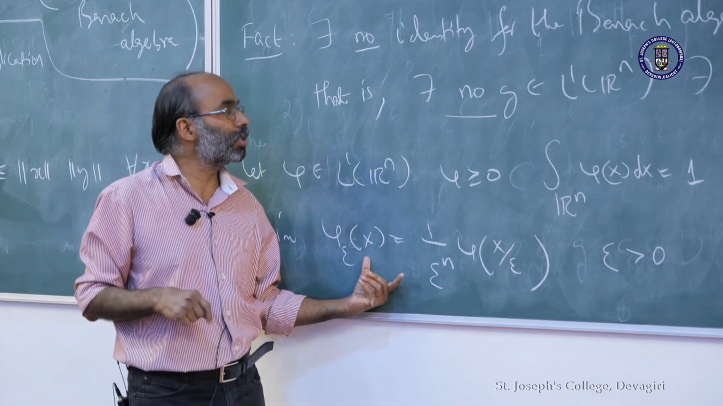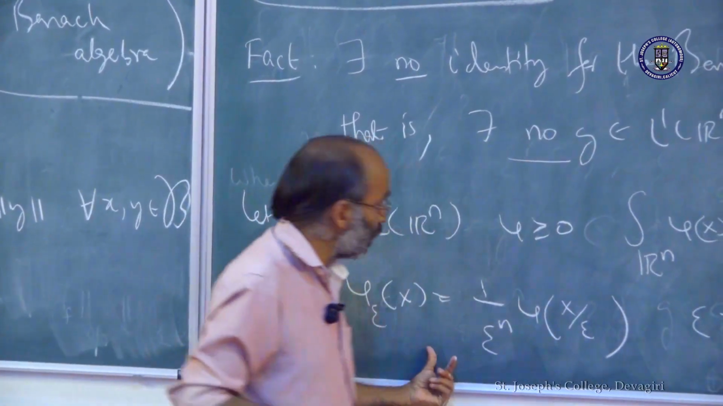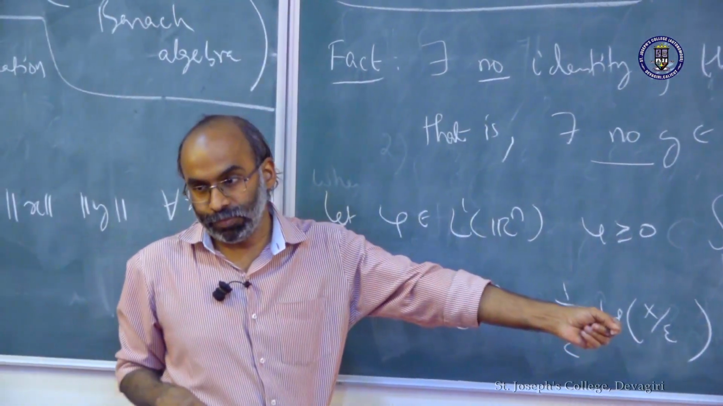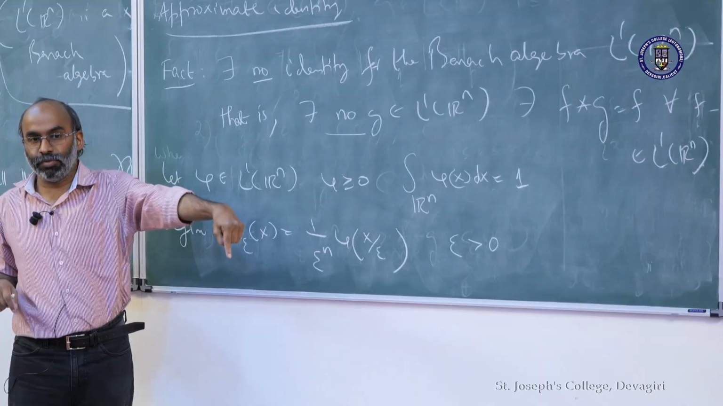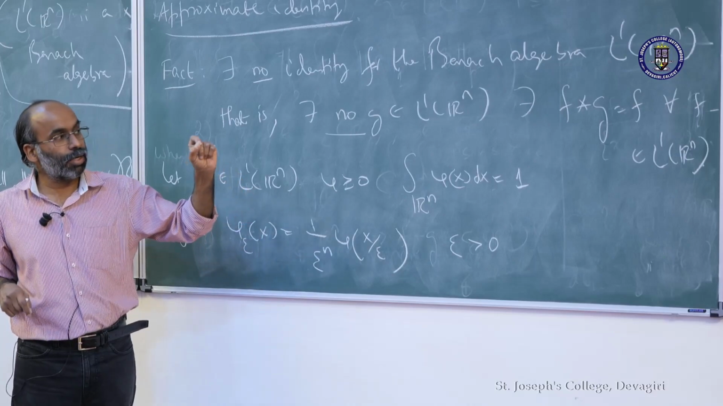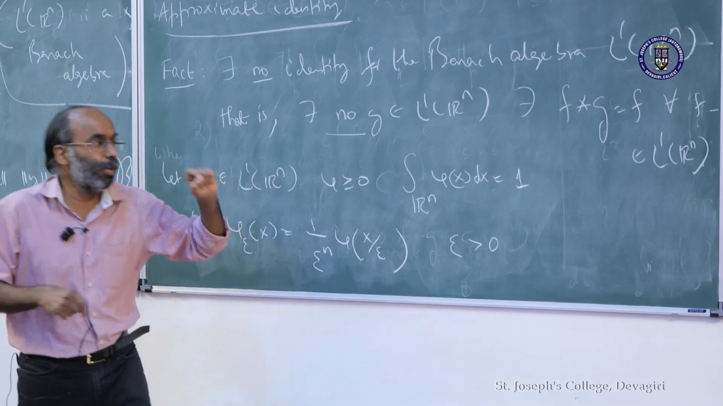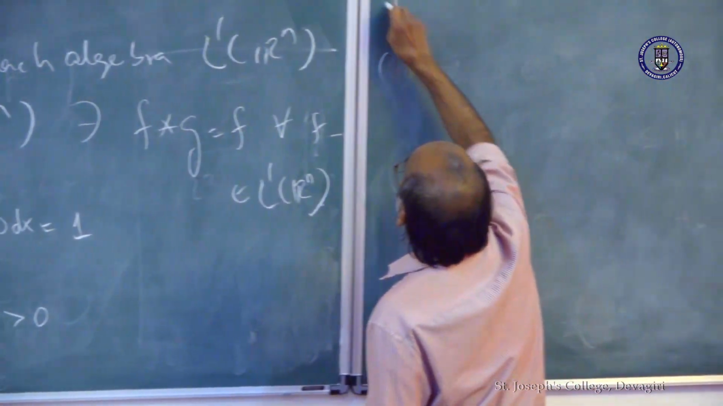So, what do I mean by approximate identity? If I look at f convolved with phi epsilons, they will converge to f. We do not have a g such that f star g equals f, but we have a sequence of functions such that f star phi epsilon converges to f. Okay, so, that is what we mean by an approximate identity. You can think of this as a theorem if you like.